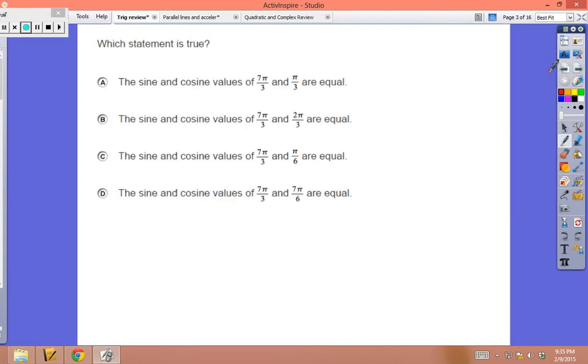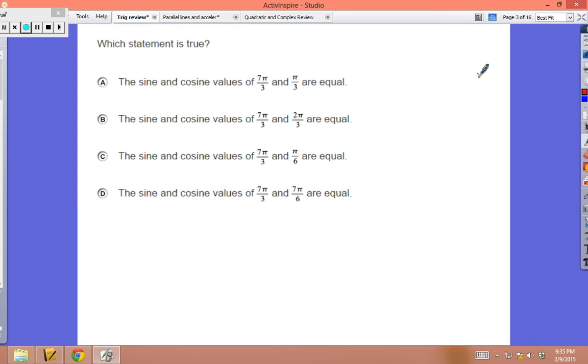Okay, this next one. Which statement is true? So you got A, B, C, D. You can plug them all into your calculator and see which ones are equal. But these are radians, so you have to turn them to degrees, or change your calculator to radians. But what they're fishing for is that the trig is going to be the same on coterminal angles.